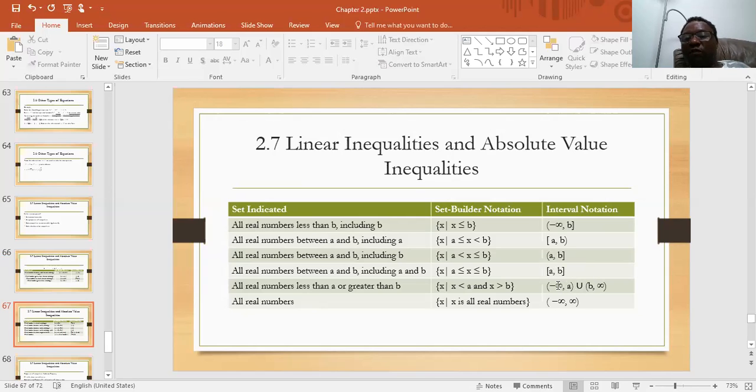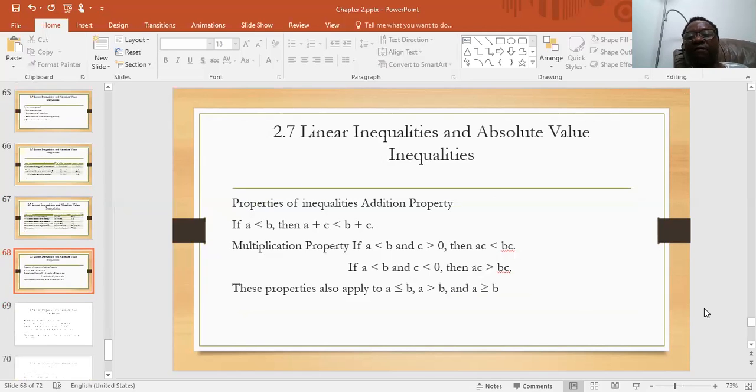Here is the union of two intervals, one with values less than a, another with values bigger than b. Here is the representation of all real numbers, from negative infinity to infinity. In homework and quizzes, you will have questions where you will be asked to use the appropriate interval to represent a set of real numbers.